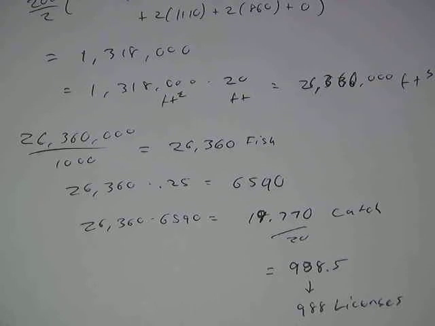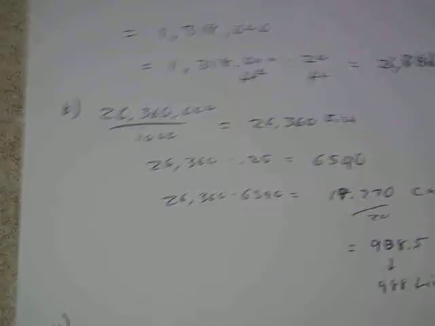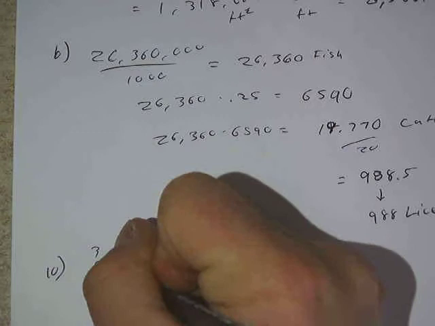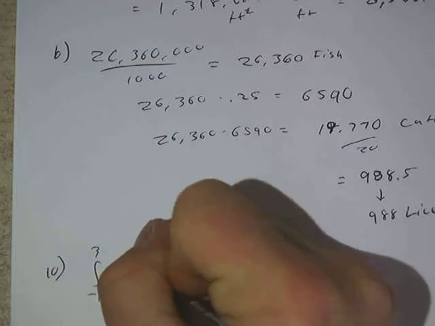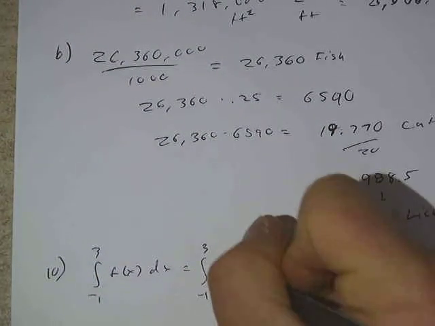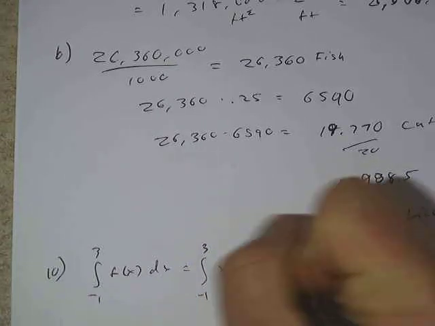Mike? Number 10. Yeah, number 10, we have an integral that we have to use Simpson's rule for. And ultimately the integral that we write here is from -1 to 3 of f of x dx, and in this case we know f of x, they gave us the actual function here, x cubed minus 2x dx.